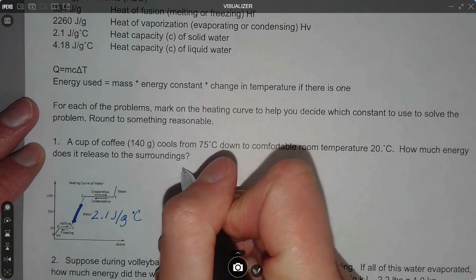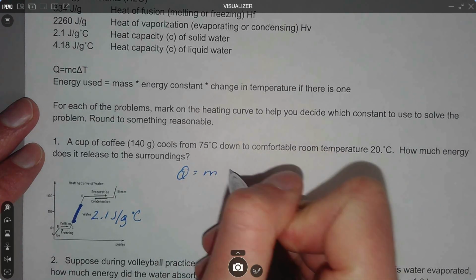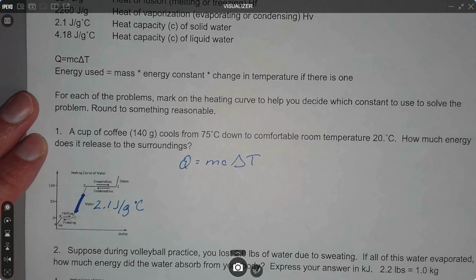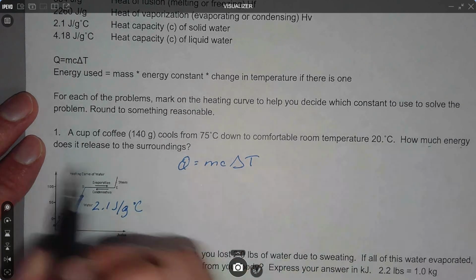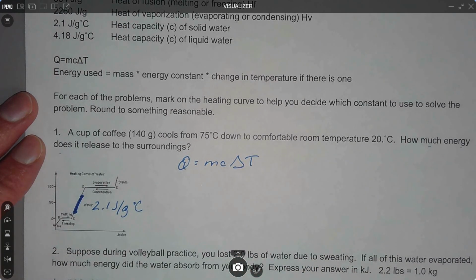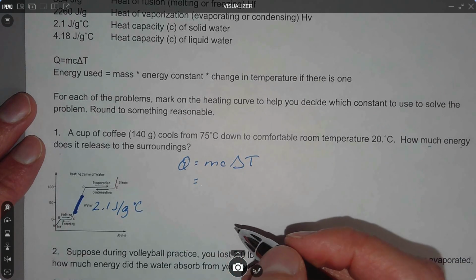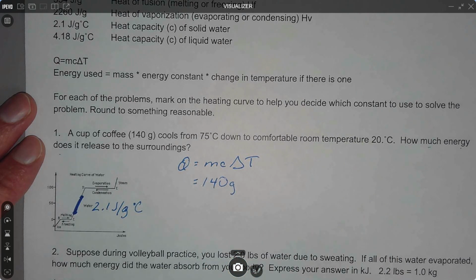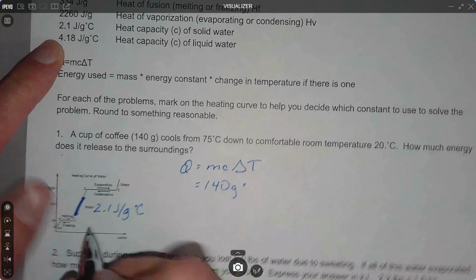So here we go. Q equals MC delta T. So Q is what we're trying to find because it says how much energy does it release to the surroundings. What's the mass? 140 grams. Which C are we going to use here? Which constant? 2.1.